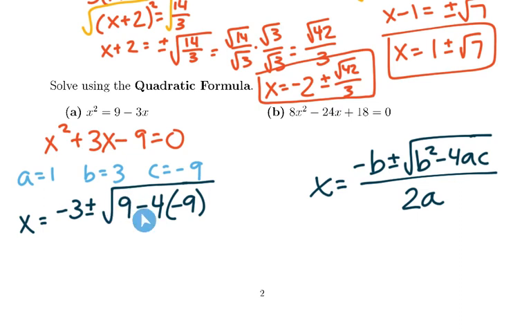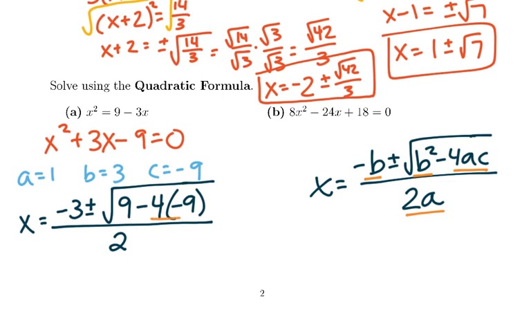b squared minus 4 times ac. Make sure you put that all over. So negative 3 should be on your numerator. 2 times a. So 2 times 1 would just be 2. If you do those simple pieces in your head, the quadratic formula will be much easier to solve with PEMDAS.